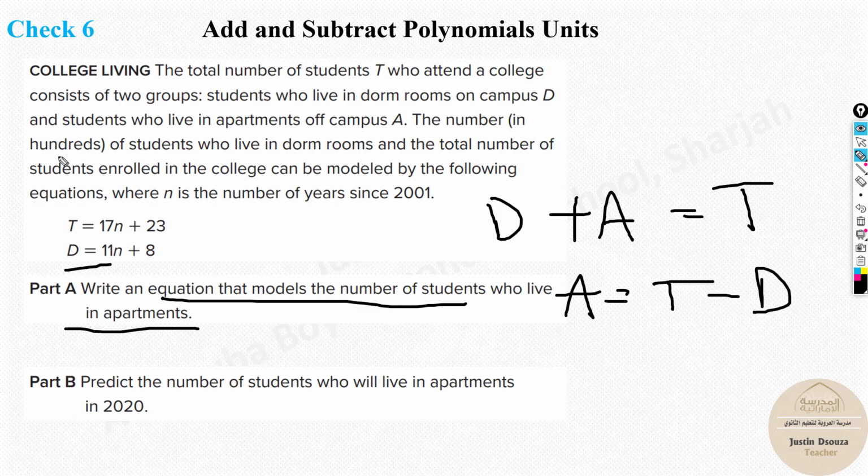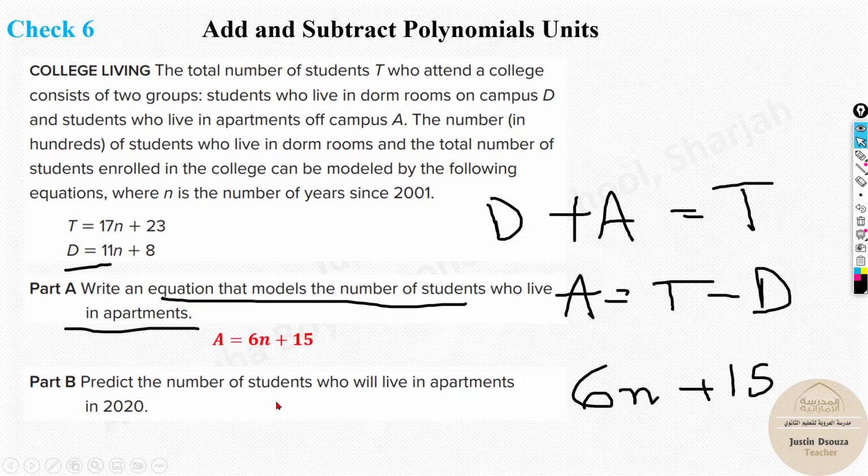So we have the number, in hundreds of students, who live in dorm rooms, and the total number of students enrolled in the college can be modeled by the following equation, where n is the number of years since 2001. After 2001, n means after 2001. So all you need to do is T minus D to get this part A. That is 17 minus 11, which would be 6n plus 15. So this would be the first answer.